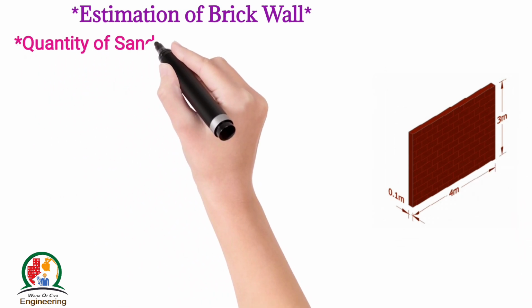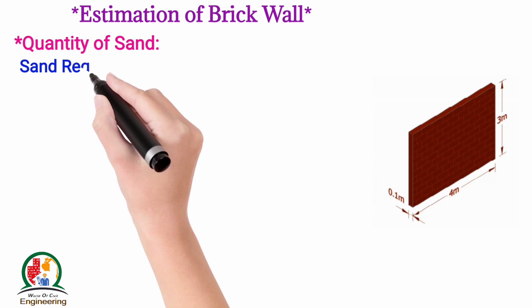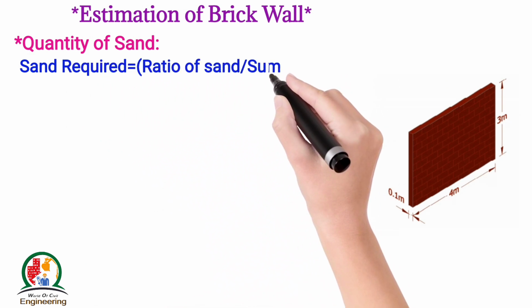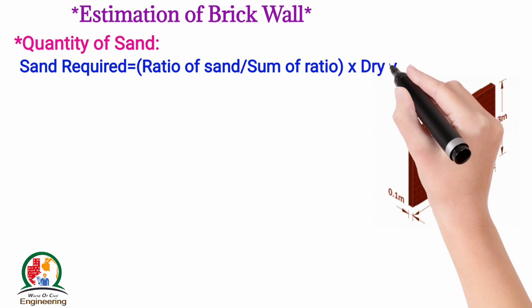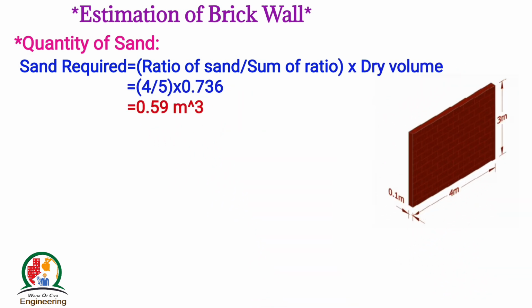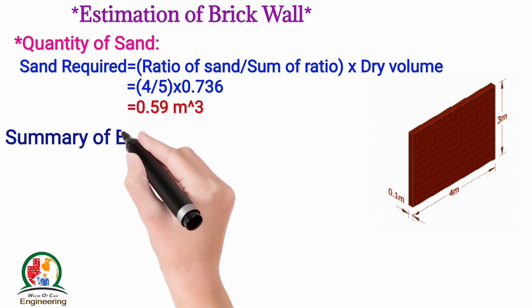Now we have to calculate the quantity of sand. Sand required equal to ratio of sand divided by sum of ratio into dry volume, equal to 4 divided by 5 into 0.736, equal to 0.59 meter cube.